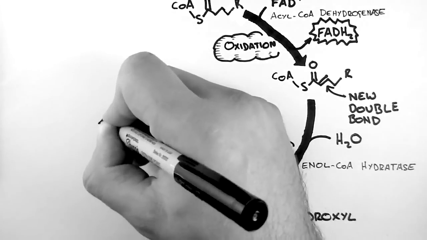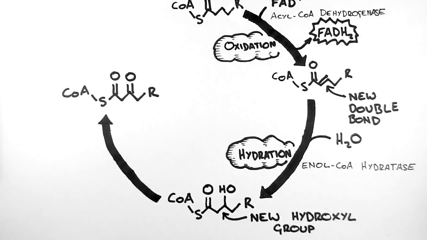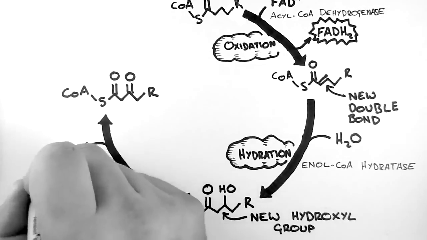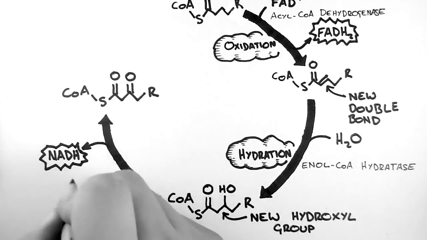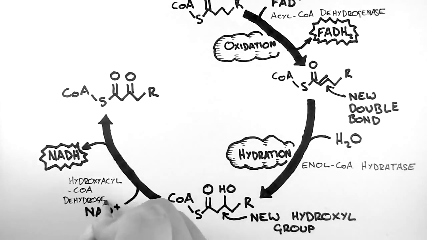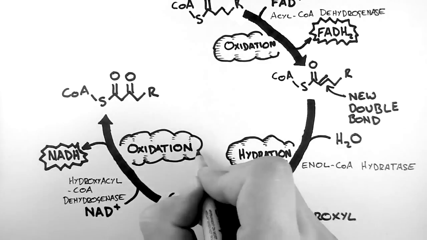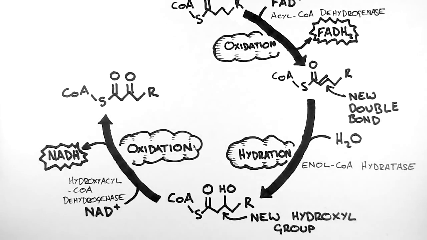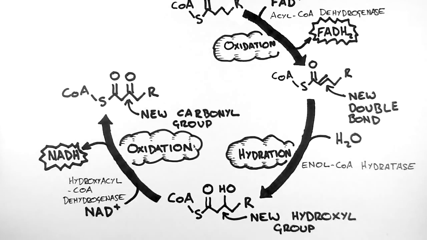The third step in beta oxidation is the dehydrogenation of this new hydroxyl group. To do this, the oxidizing agent NAD+ is reduced to the high-energy NADH, which will also be used in the electron transport chain. The enzyme here is beta-hydroxyacyl-CoA dehydrogenase, and the overall process is another oxidation reaction. So note that we now have a new carbonyl group on our beta carbon.